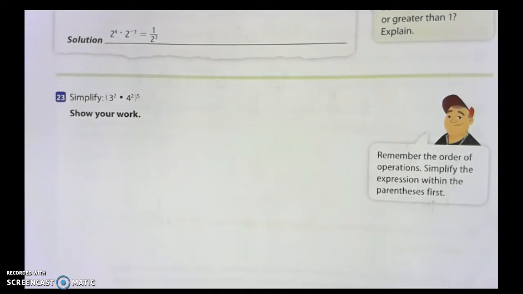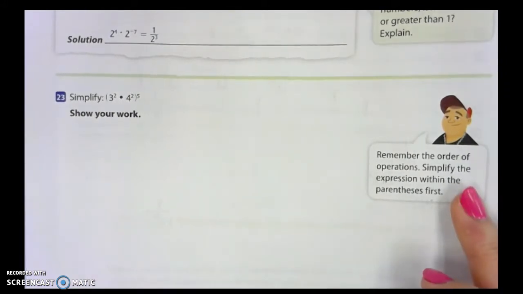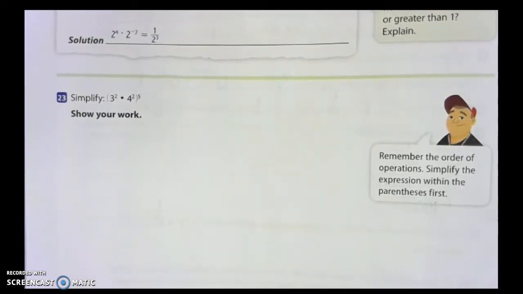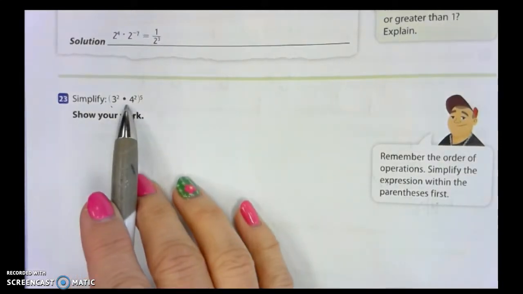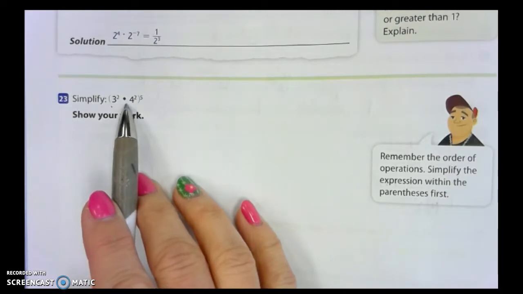Number 23. Simplify 3 squared times 4 squared to the 5th. There's 2 different correct ways to do this. The first thing I notice when I look at the problem is that there is a group. Well, I would love to do things inside of that group first, but the next thing I notice is that my bases are not the same. That's a little bit of a problem.